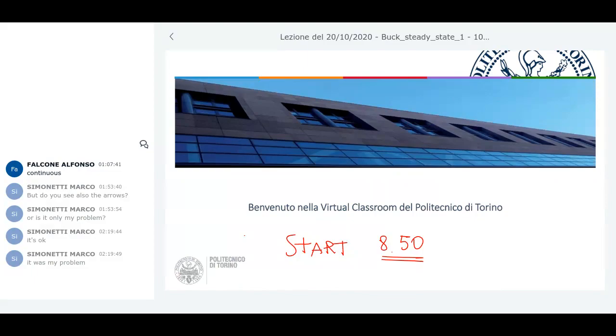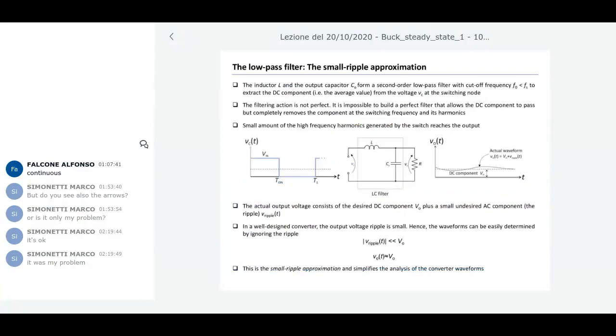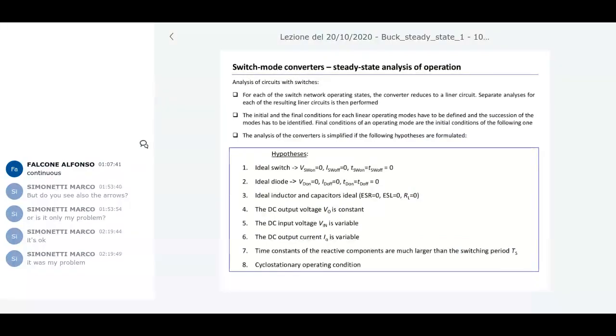Let me load the presentation. Of course, all what I said is included in the slides that are called back to the state. This is the slide I just showed you on the whiteboard. So let's start the analysis of this buck converter.